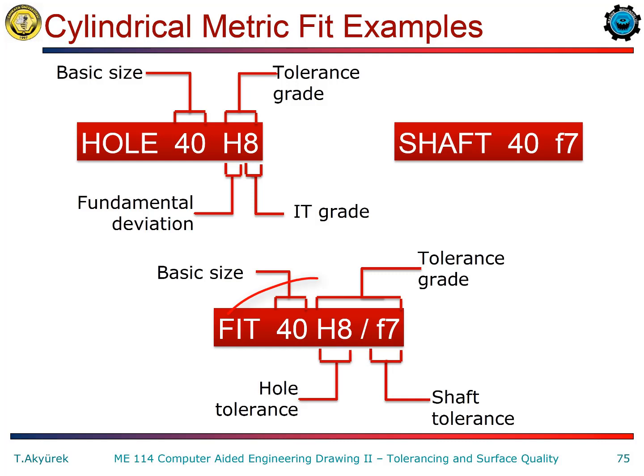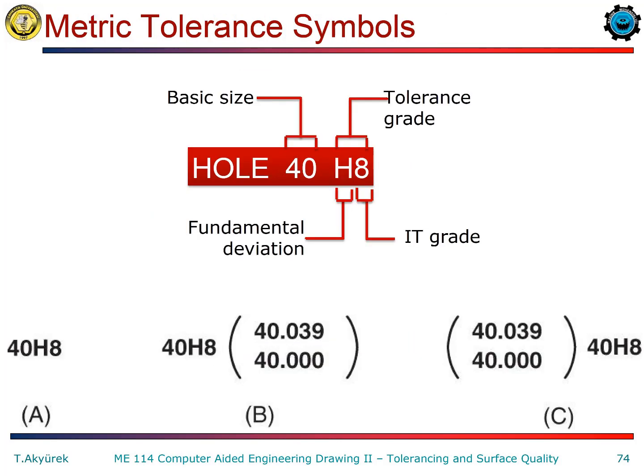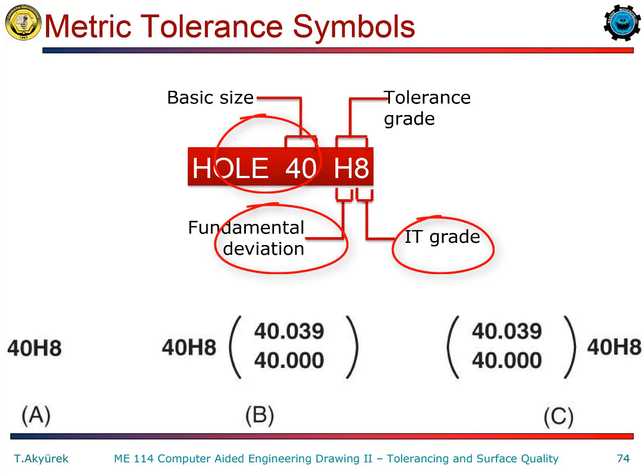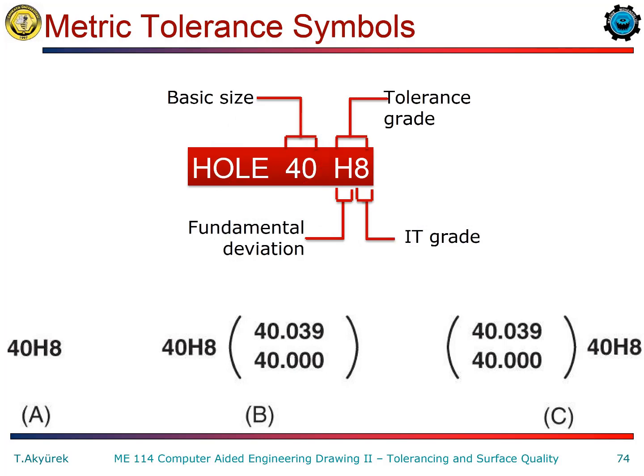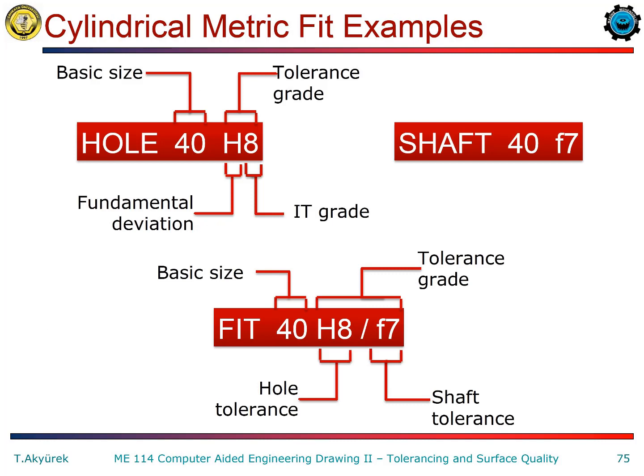From the standards, take an example H8, F7 connection with a nominal size of 40 mm. For the hole, the maximum dimension is 40.039 mm and the minimum dimension is 40 mm, which is expressed simply by 40H8. Here 40 indicates the nominal size, H indicates the position of the tolerance, and 8 indicates the IT grade, which is defined in ISO 286. The capital H in this representation means that it is a hole size. If the letter is small in a dimension tolerance representation, it is a shaft size.